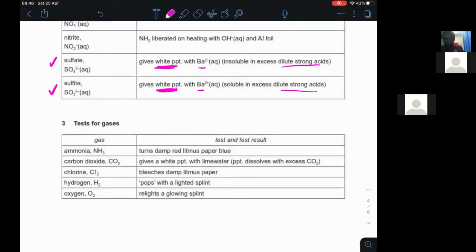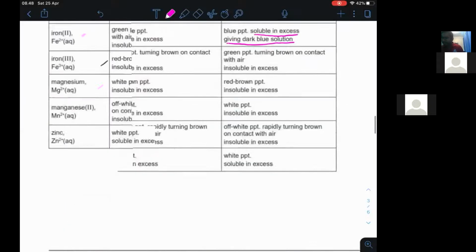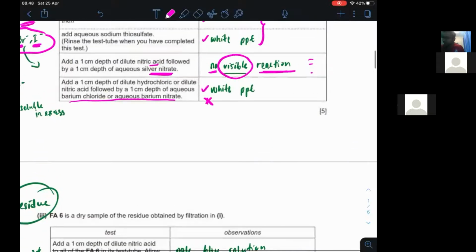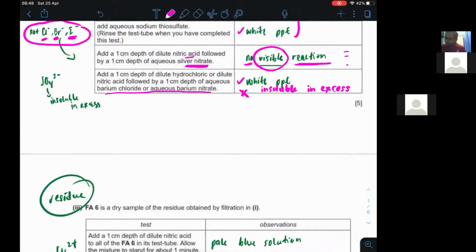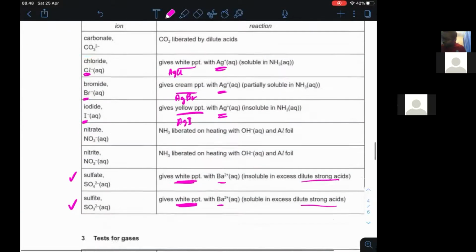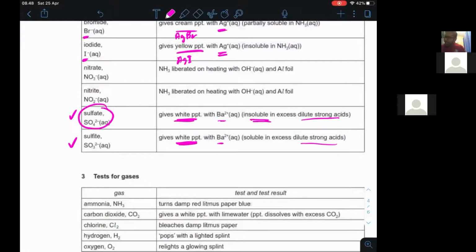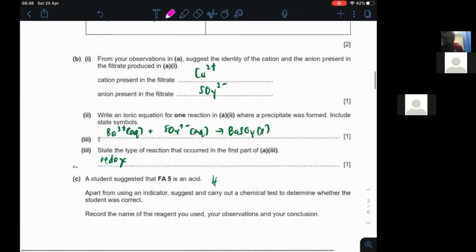Put it in excess dilute strong acid. Yes, good. The acid that you have to add in excess, to see whether the white precipitate that you observe is soluble or insoluble. When I did that experiment, as I kept on adding, I didn't see the white precipitate become soluble. So you just say insoluble in excess. This is based on my observation. It's insoluble in excess, so therefore I confirm that it's going to be sulfate, because insoluble means sulfate. So here I'm going to put it as sulfate.